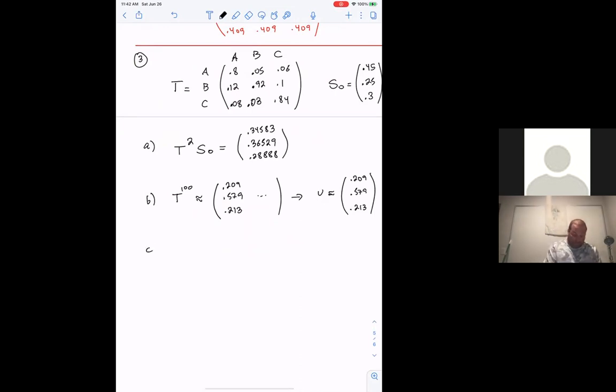And then C. By comparing the matrices T, T squared, T to the 5th, and T to the 20th, comment critically on the likelihood that the transition probabilities remain constant in the long term. Okay, so I'm going to go back here. I'm going to do T, of course, which I have here. And then I'm going to do T squared. And then I'm going to do T to the 5th. And then T to the 20th.